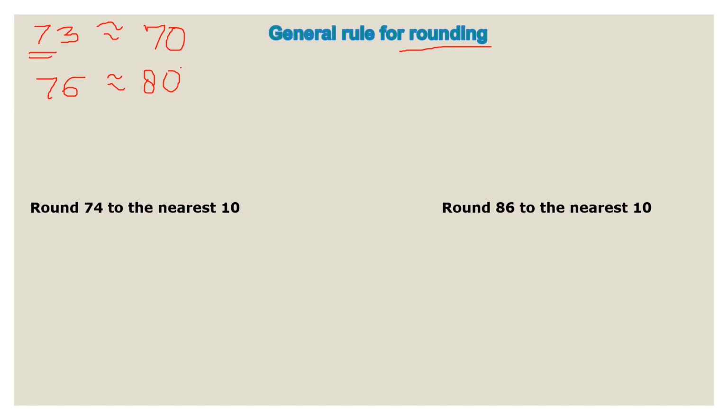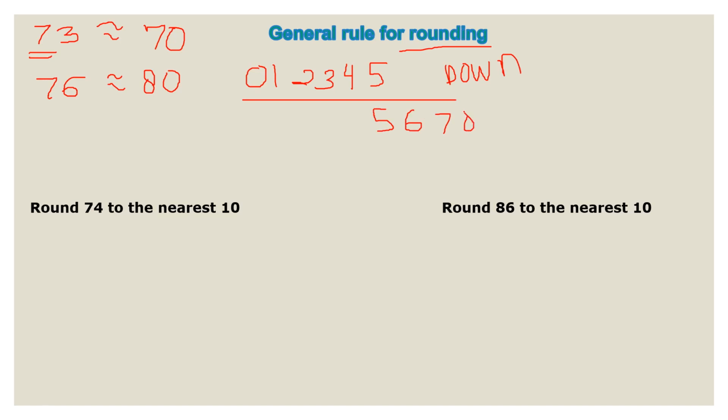Now here, if the number you are rounding is less than 5, that is 4, 3, 2, 1, 0, round the number down. But if the number you are rounding is 5 or more, 5, 6, 7, 8, and 9, round the number up.